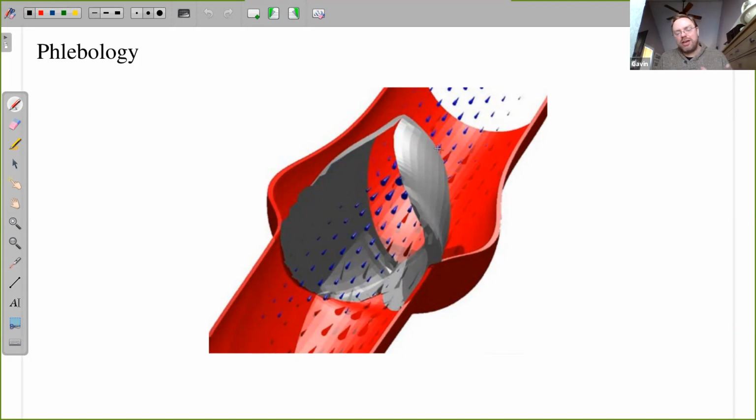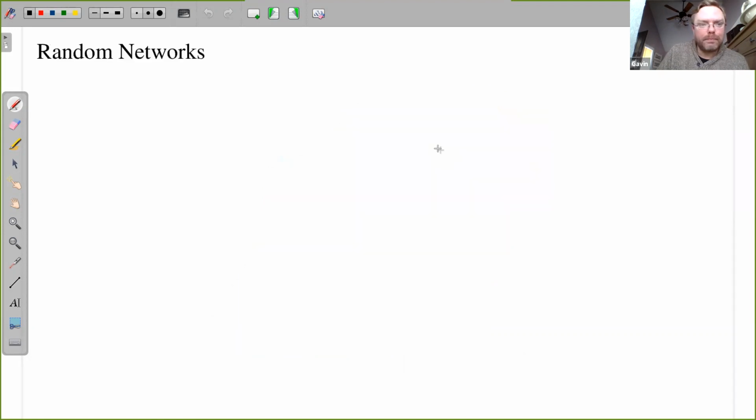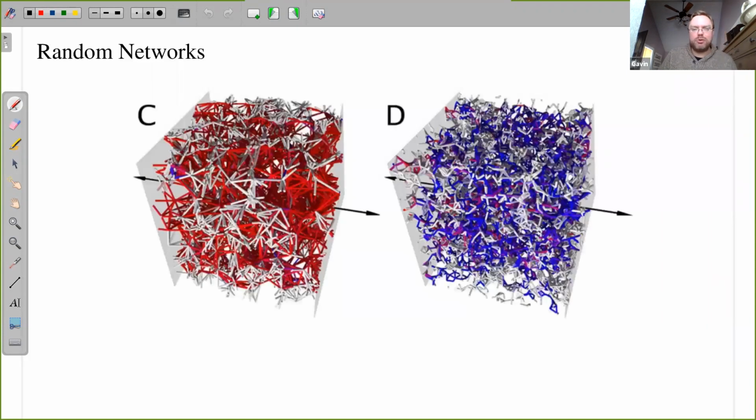So it's just a nice example of this lattice spring model, again coupled with the lattice Boltzmann method, to get these aeroelastic interactions. Now there has been some work done with random networks as well.